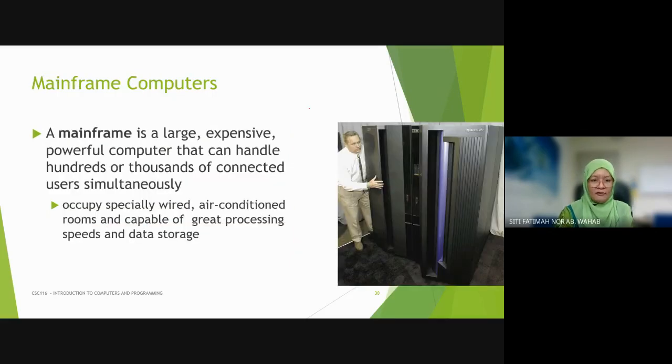And then we have the mainframe computer, still big. So what is a mainframe computer? It is a large, expensive, powerful computer that can handle hundreds or thousands of connected users simultaneously. It occupies special wired, air-conditioned rooms and is capable of great processing speeds and data storage. So it is like a big centralized machine.